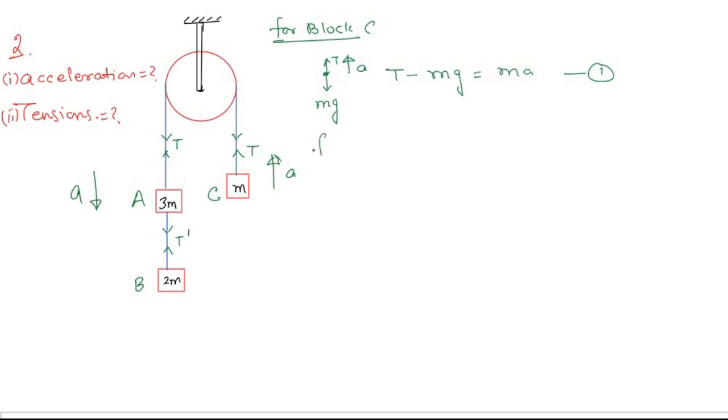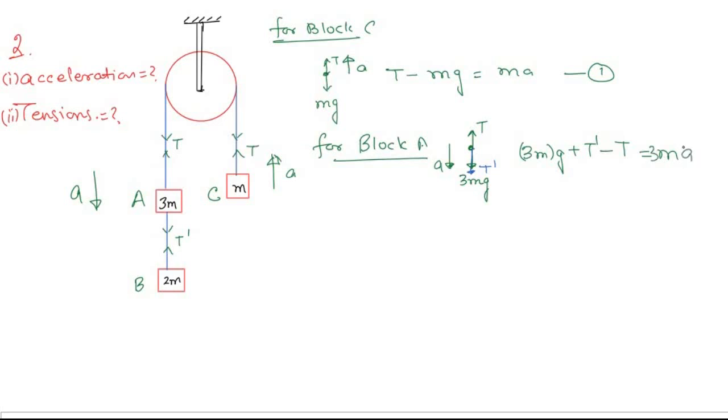For the second, let us write for block A. For block A, there is a tension T in the upward direction. There will be a weight 3mg in the downward direction. And in the same direction, there is another tension T prime. The overall acceleration is going in this direction. Writing the equation of motion, 3mg plus T prime minus T is equal to 3m times acceleration. So this is one more equation of motion for block A.